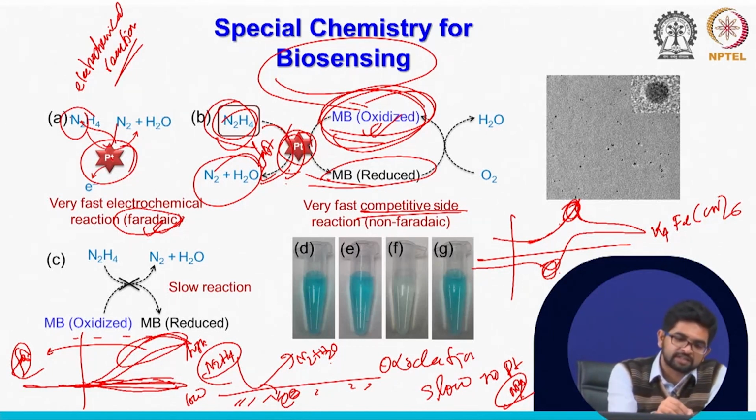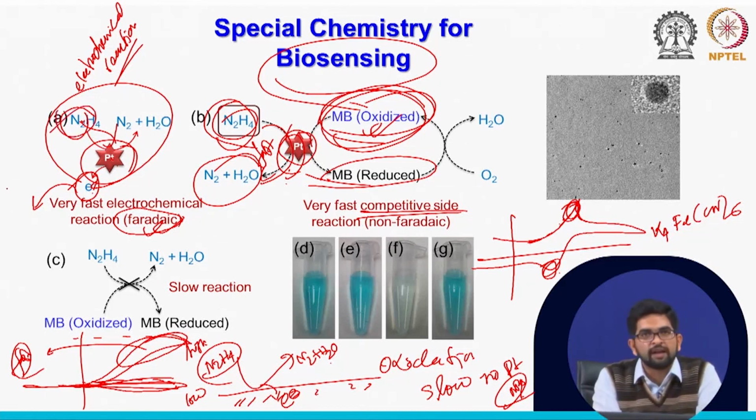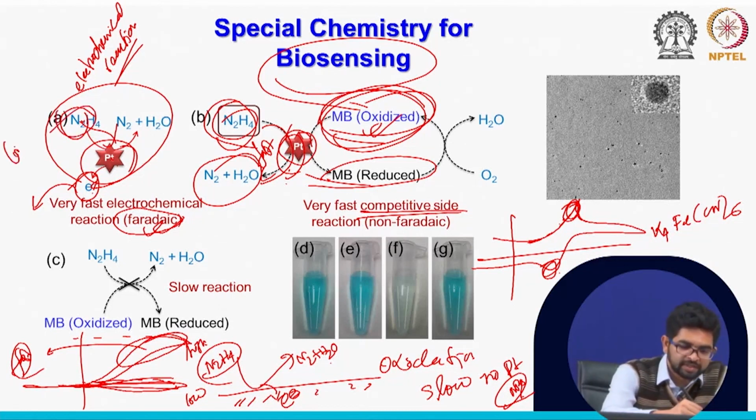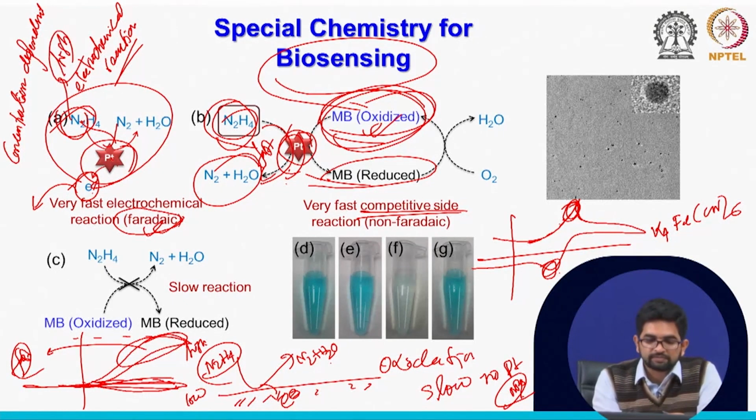Because the actual reaction is the hydrogen reacting on the platinum, and we are getting a number of electrons, and this number of electrons will be high if the hydrogen concentration is very high. So, it is concentration dependent, right?